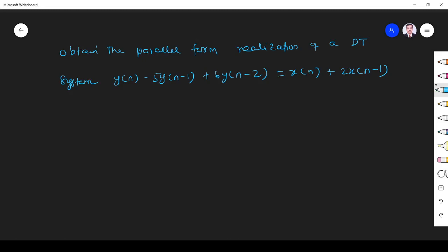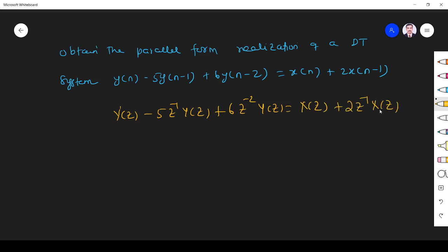Hi students, welcome to the problem solving session on parallel form realization of discrete time system. So we have to realize this system given here. Whenever we want to realize the system, we need H(z). So first we take the z transform: Y(z) minus 5 z power minus 1 Y(z) plus 6 z power minus 2 Y(z) equals X(z) plus 2 z power minus 1 X(z).